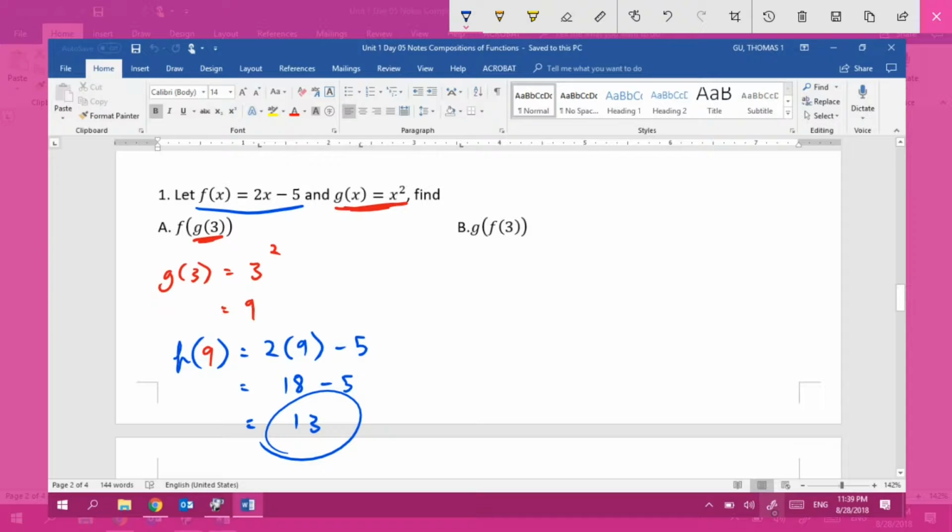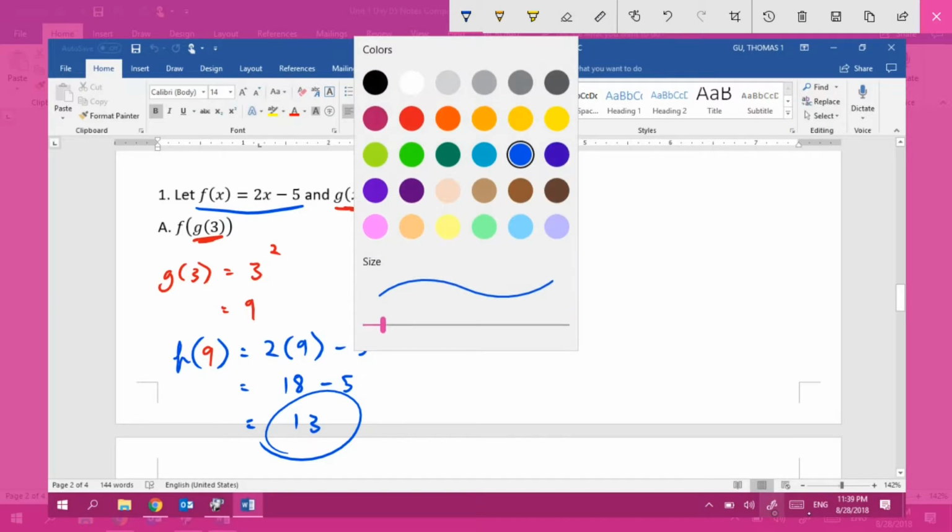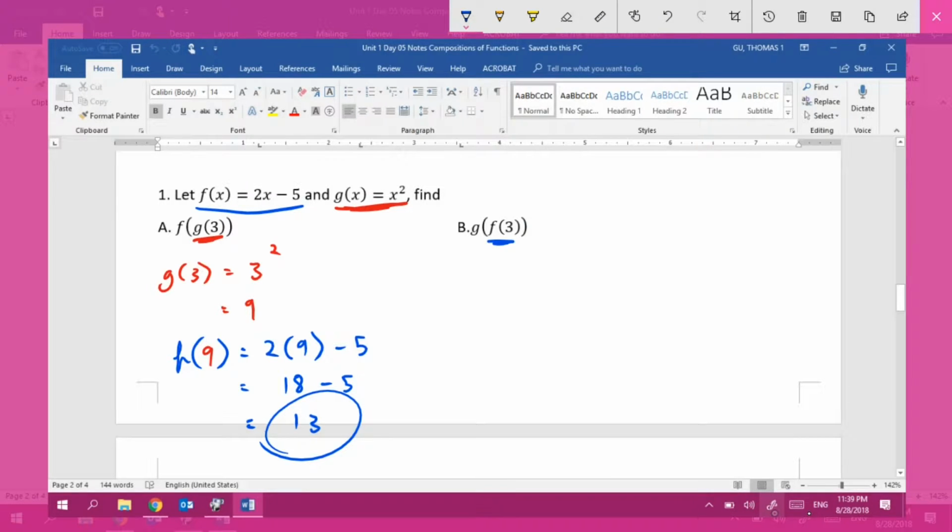Let's look at b. b is g of f of 3. So let's look on the inside. This time the inside is f of 3. So let's write the f function. F of 3 is going to be 2 times 3 minus 5. We replace this x right here with a 3. All right, what is 2 times 3, guys? That's going to be 6 minus 5. What is 6 minus 5? 6 minus 5 is 1.